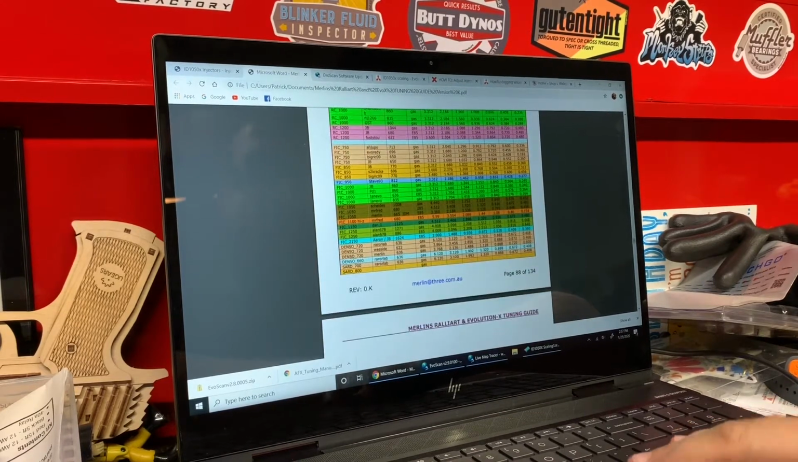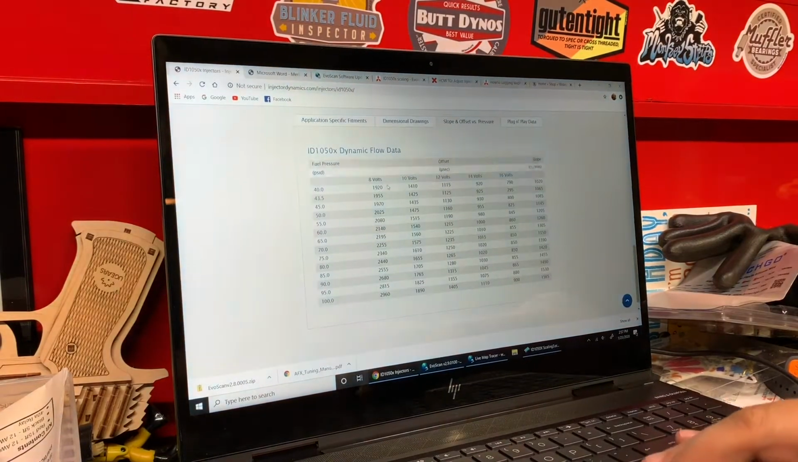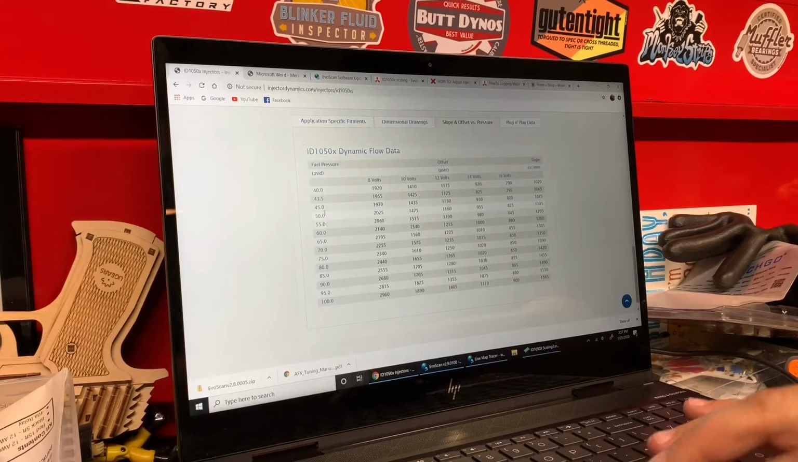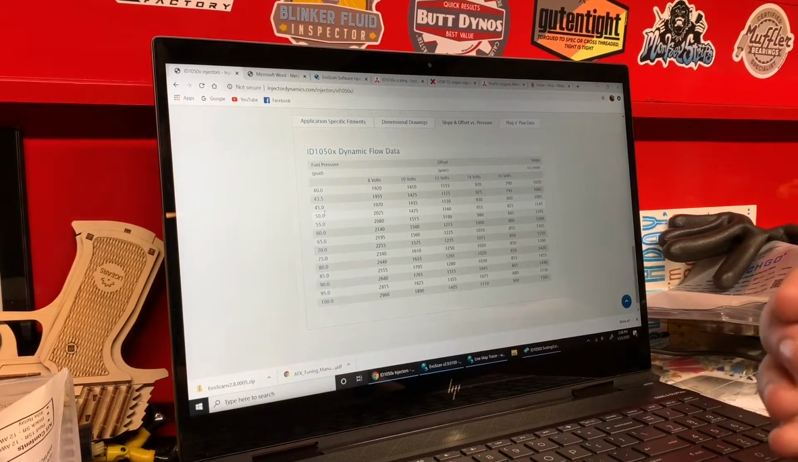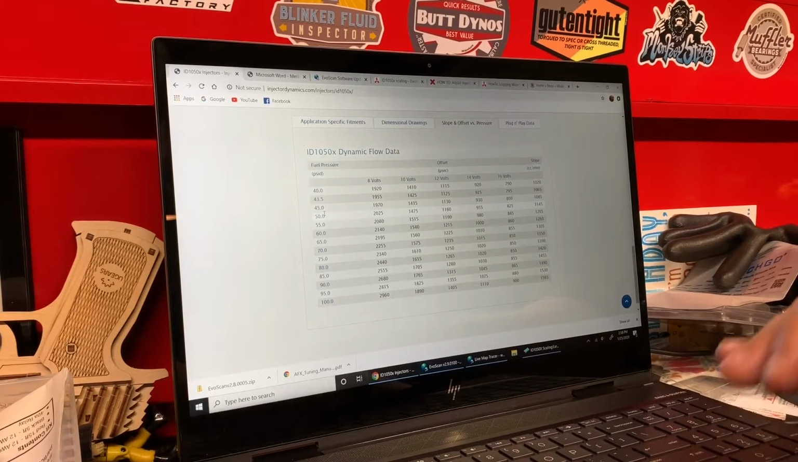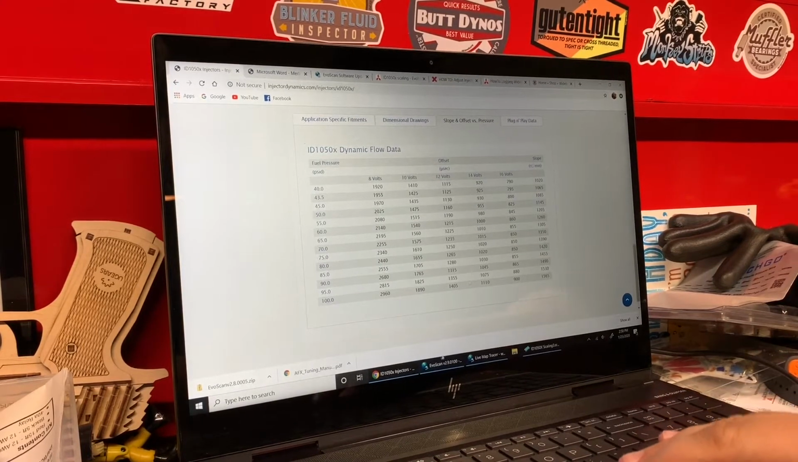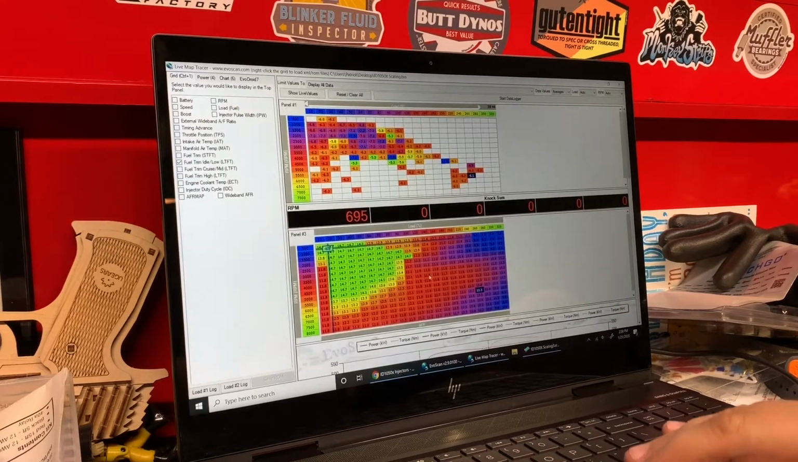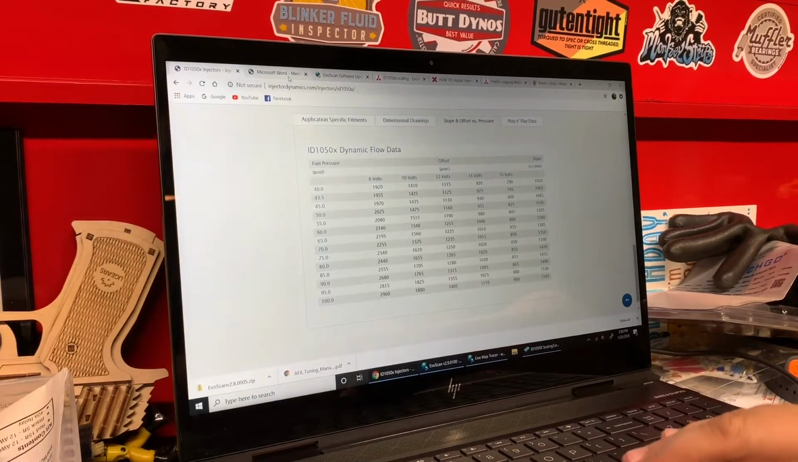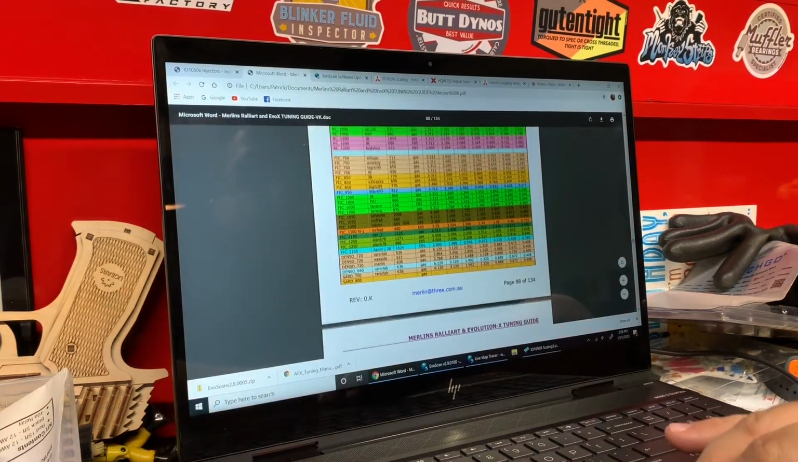When you go to the Injector Dynamics website, they have their own table that tells you, based on the fuel pressure that you're running, what you should put in, and I found that even that didn't work the way I thought it would. So there's a couple things I learned while doing this. You can follow directions in Merlin's guide, and they're pretty accurate.